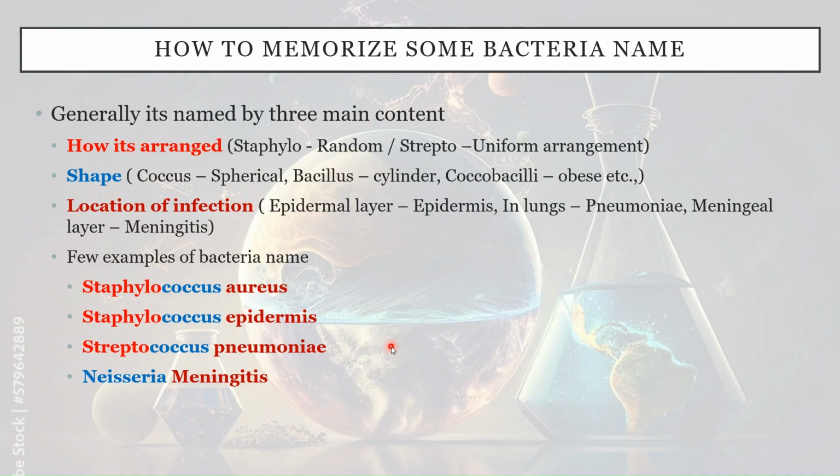So these are simple ways. Memorizing bacteria names is not a difficult task. You should know only these three things: how it is arranged, what is the shape, and where it is producing the infection.